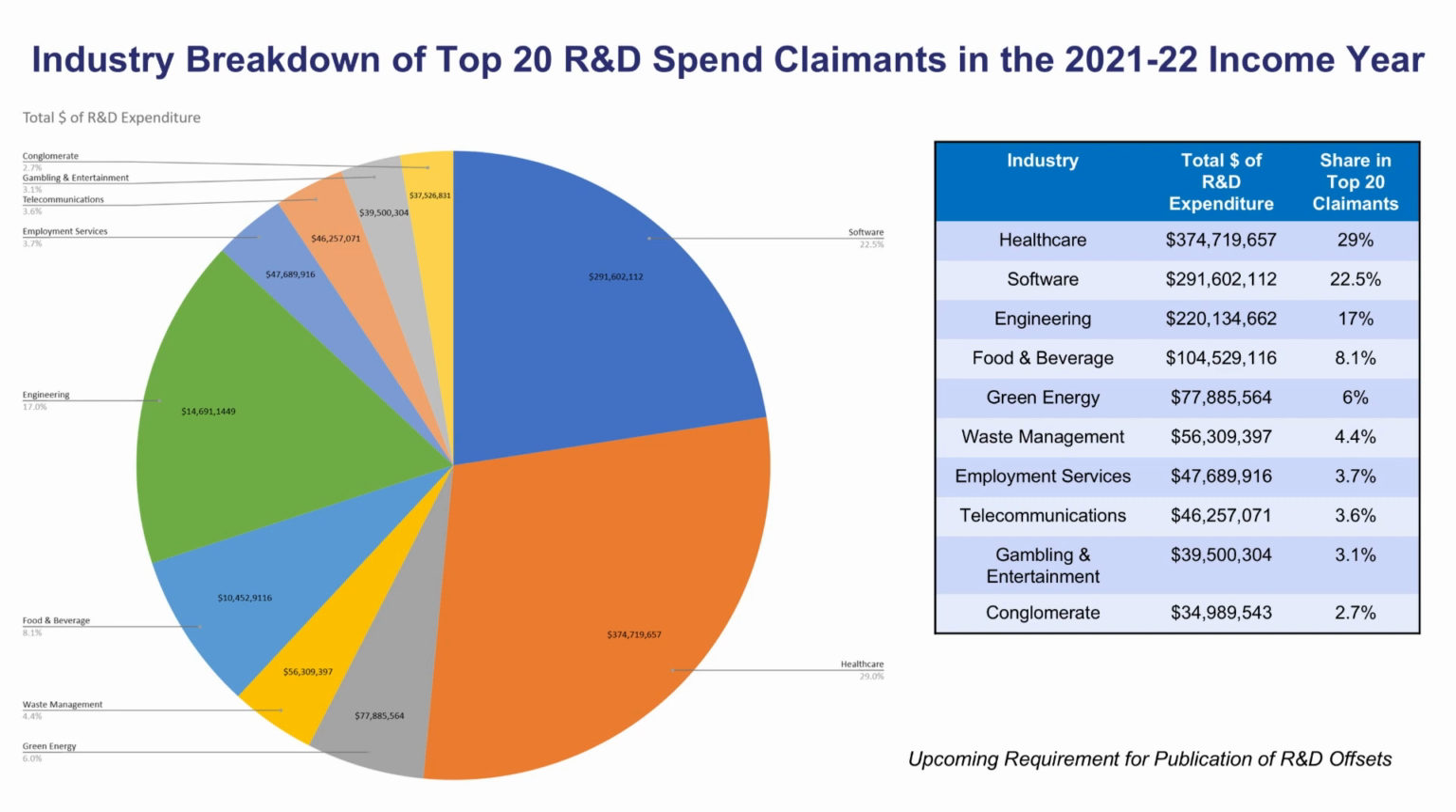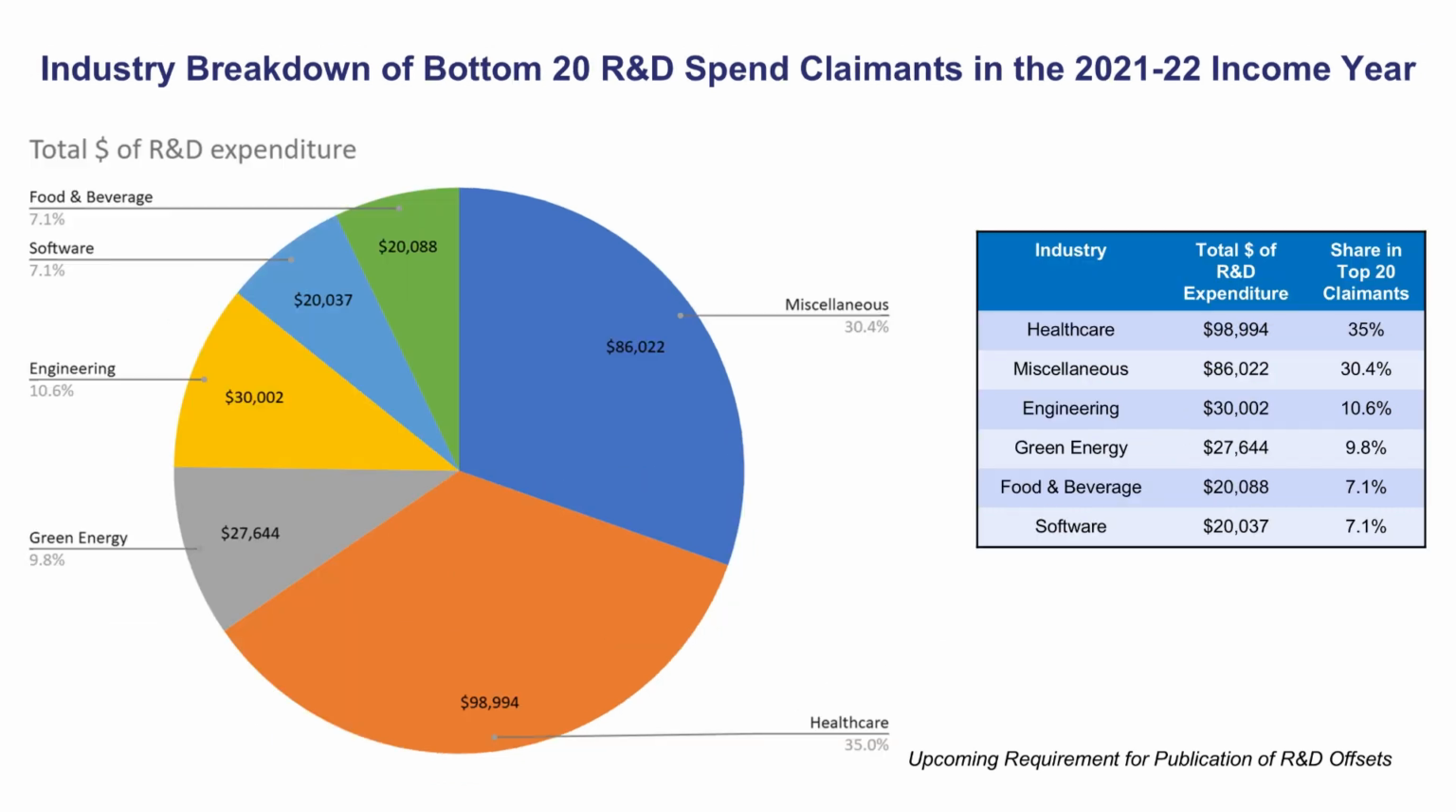The top 20 claimants can be classified in the following industry sectors. Number 1, healthcare. Number 2, software. Number 3, engineering. Number 4, food and beverage. Number 5, green energy. Number 6, waste management. Number 7, employment services. Number 8, telecommunications. Number 9, gambling and entertainment. Number 10, various conglomerates.